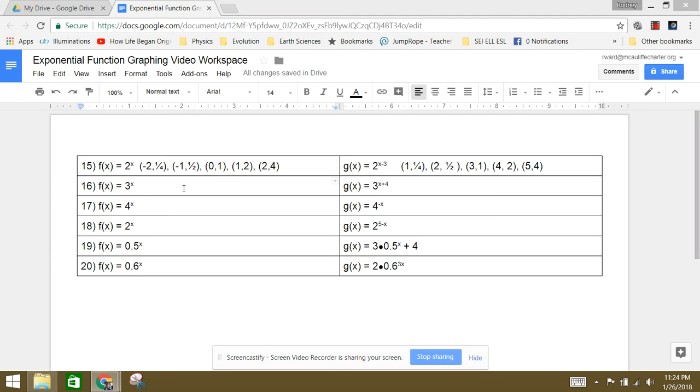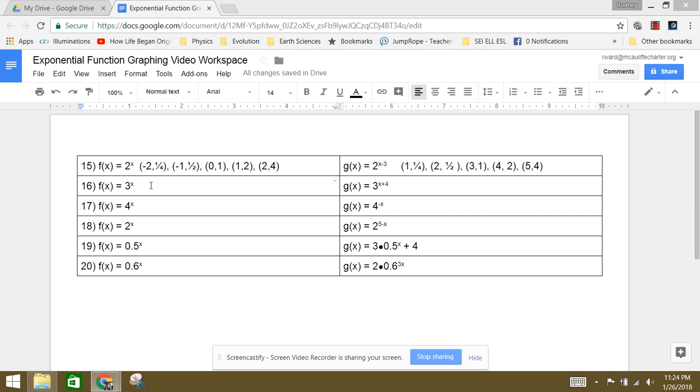Okay, now we're going to take a look at number 16, in which we have f of x is 3 to the x. So our output is 3 to the x. That's what we'll call our base function. So this one is relatively straightforward. I invite you to pause and see if you can predict a few key points for this one.